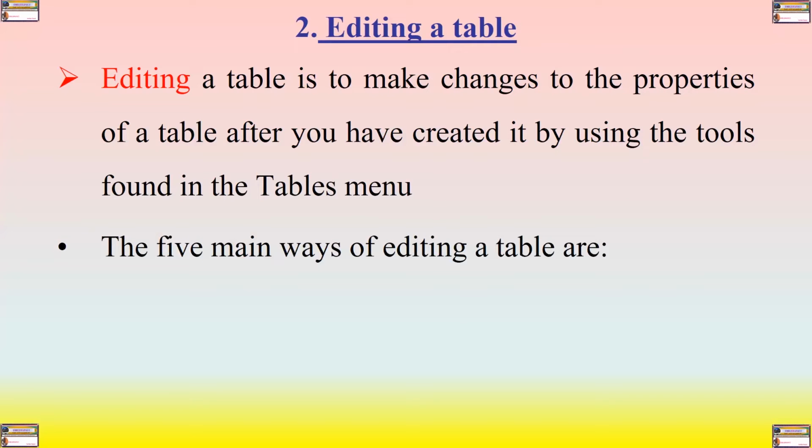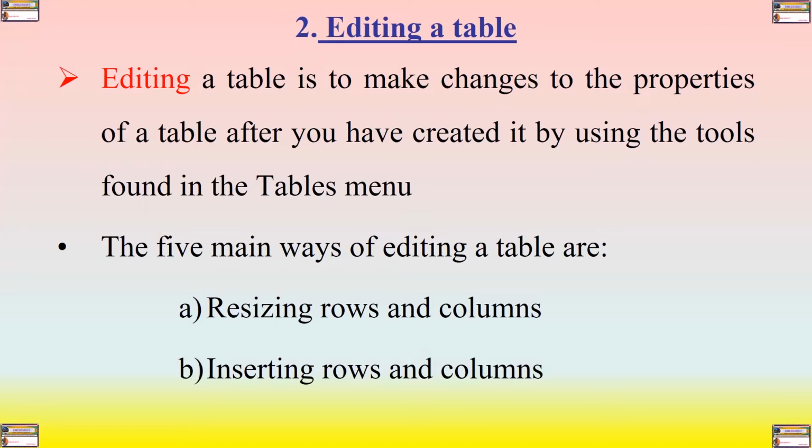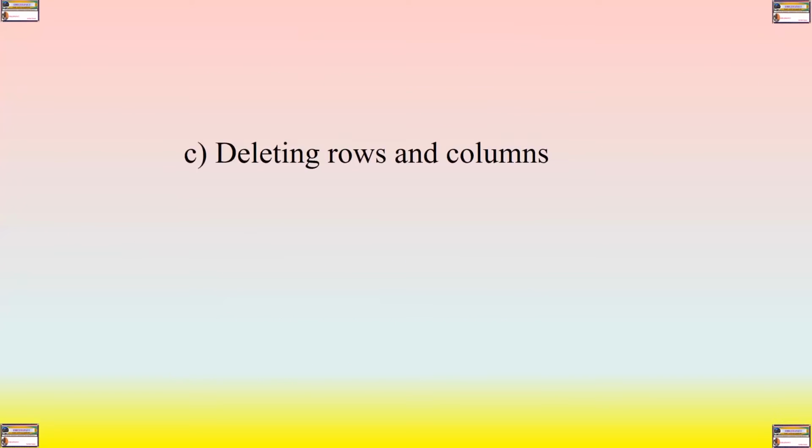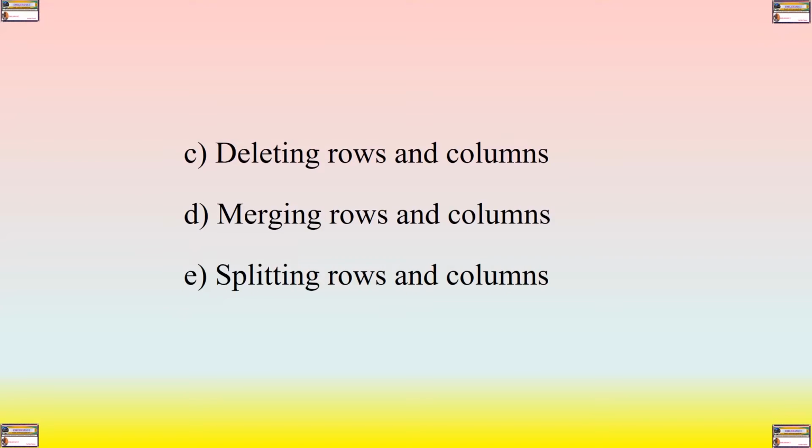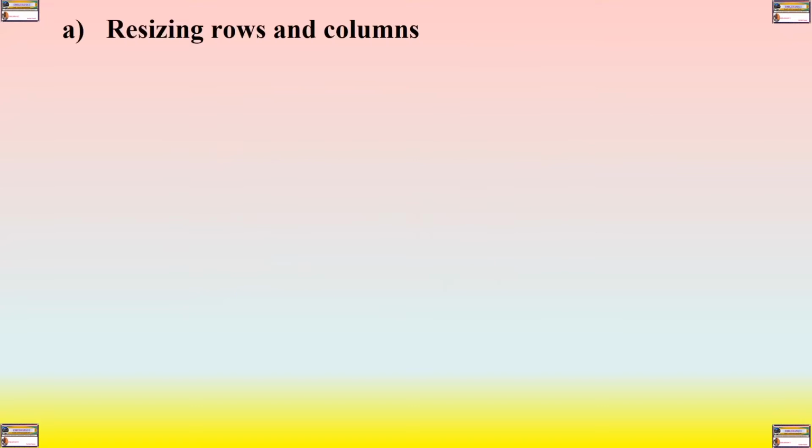The 5 main ways of editing a table are: 1, resizing rows and columns; 2, inserting rows and columns; 3, deleting rows and columns; 4, merging rows and columns; 5, splitting rows and columns.